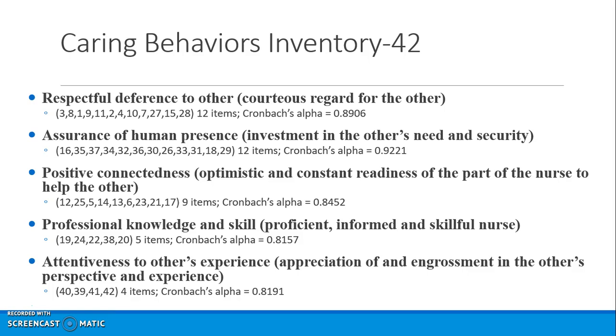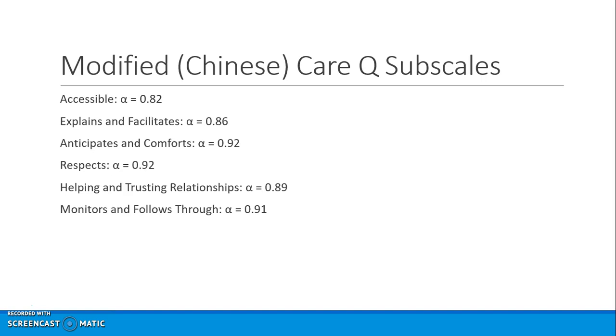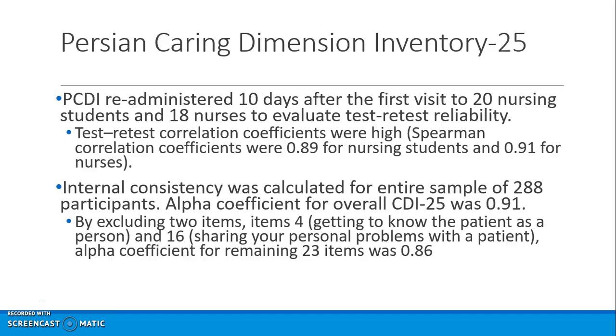So here's a reminder of some of the internal consistency reliability that was established on the original Caring Behaviors Inventory 42, and this slide is duplicated from the previous set. Here you have the modified Chinese CareQ subscales, and you will notice that they're very decent reliability subscales, and that you in fact have accessible, explains and facilitates, anticipates and comforts, respects, helping and trusting relationships, monitors and follows through. So they have 6 subscales, and they report very good internal consistency reliability coefficients.